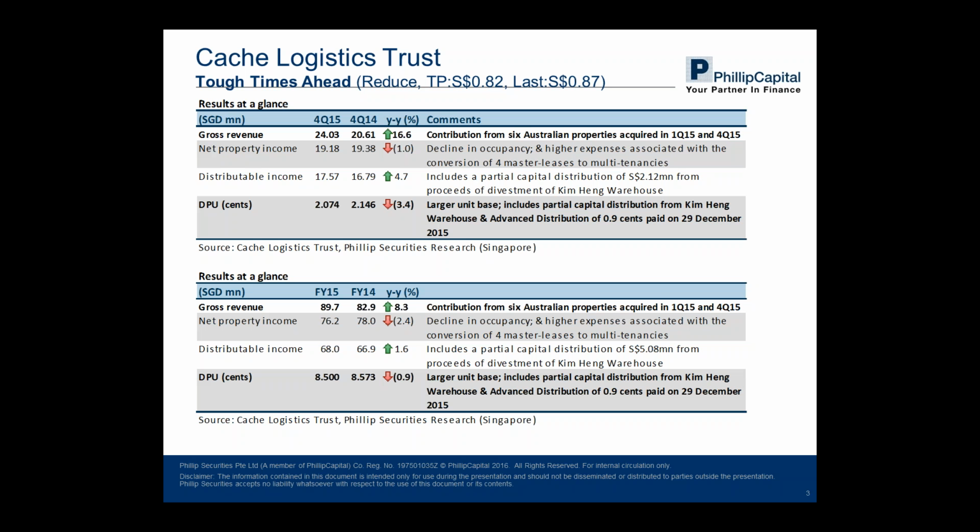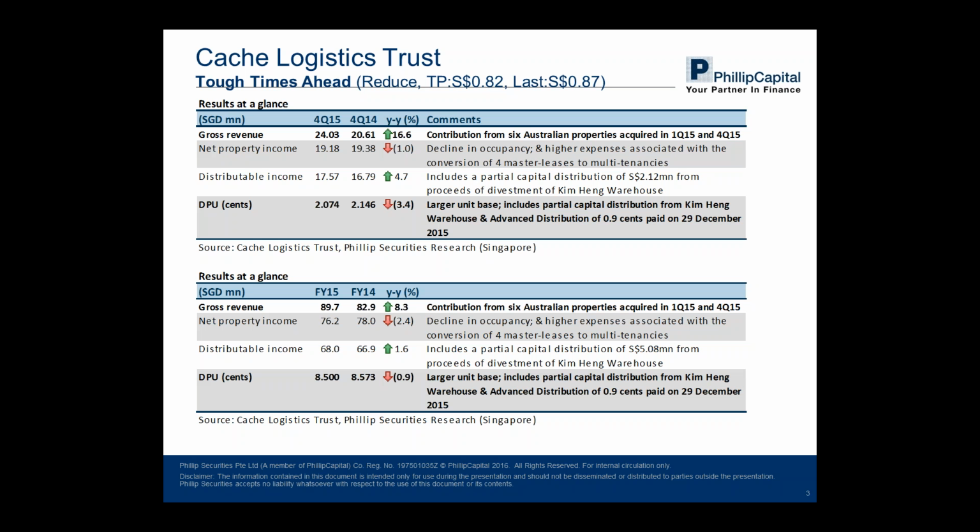Net property income for the quarter was down 1%. This was due to decline in overall portfolio occupancy and the higher expenses associated with the conversion of 4 master leases to multi-tenancies. Distributable income up 4.7%. This includes the partial capital distribution of 2.12 million from the proceeds of divestment of Kim Heng Warehouse. This was in June this year. June last year, 2015.